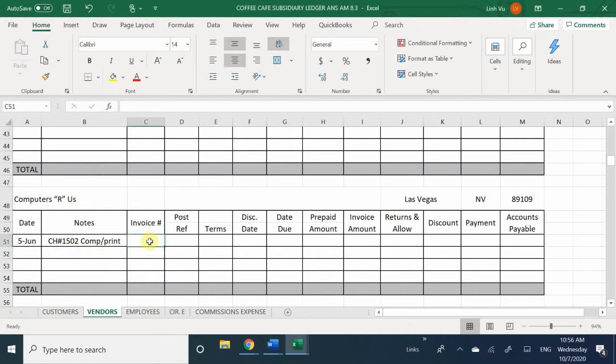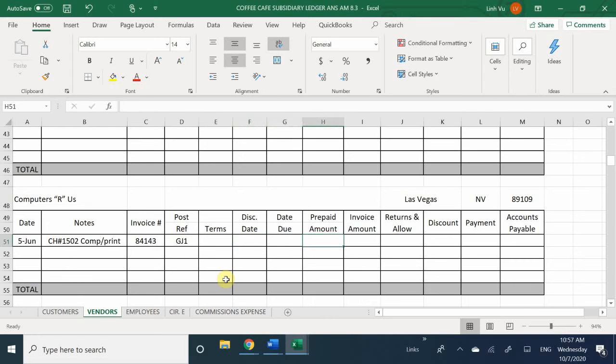And this is where we're indicating, well, this is my proof of transaction. It's the receipt number 18143. Okay, my post reference again is going to be where you place this transaction in your journal, which was general journal number 1. Did they give you terms? Of course not, because you've already paid, you already went to the store and paid it in advance already. So we don't have a discount date and we don't have a due date.